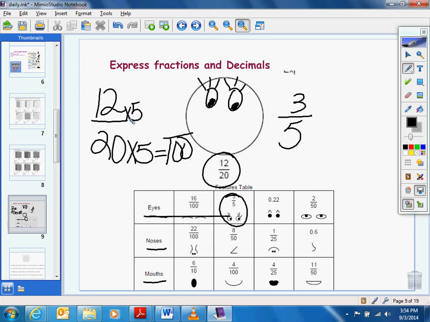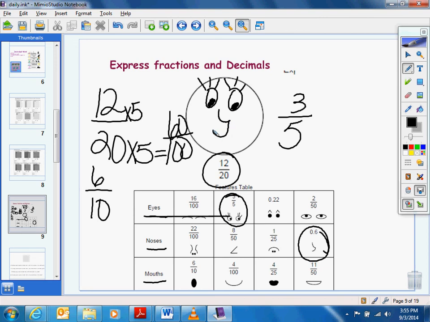12 times 5 is 60. 60 hundredths, or 6 tenths, is also equivalent. So I'm looking for my noses. I don't see 6 tenths as a fraction, but I do see 6 tenths as a decimal, which is the same thing. They're equivalent. That is the nose I need to use.